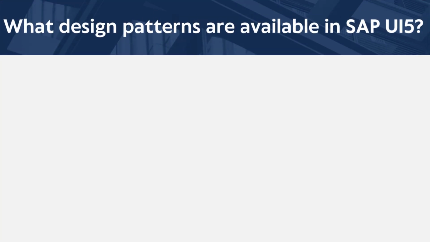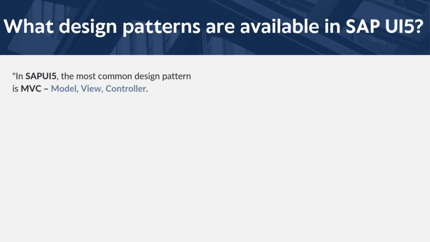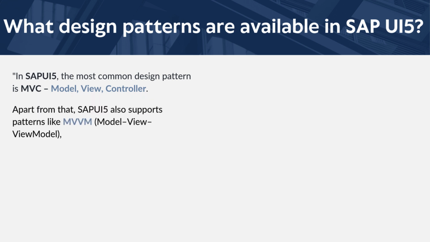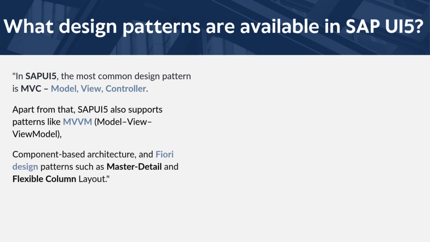Now the next question is, what design patterns are available in SAP UI5? In SAP UI5, the most common design pattern is MVC, which is model view controller. Apart from that, SAP UI5 also supports patterns like MVVM, which is model view view model, component-based architecture, and Fiori design patterns such as master detail and flexible column layout.